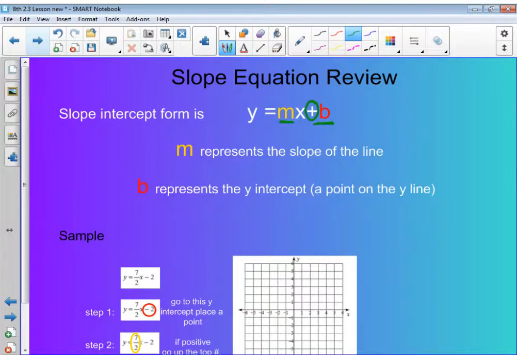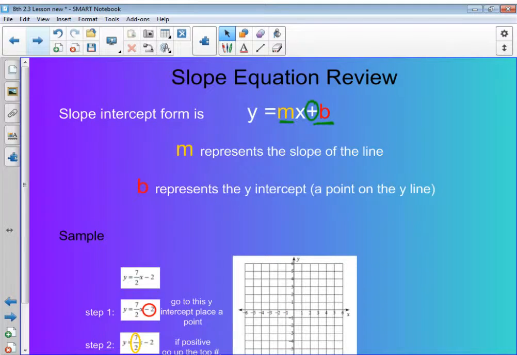The reason being is because they could write it out, like for example, on the one that I have on the screen here, we've got 7/2x minus 2. They could write that out as 7/2x plus a negative 2, but having those two symbols right next to each other is really confusing, so they leave that plus sign out if our y-intercept is a negative.